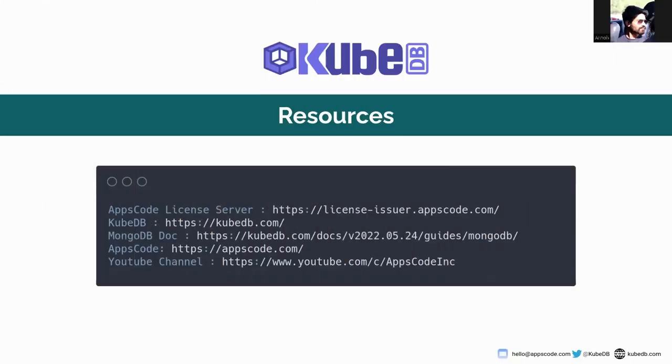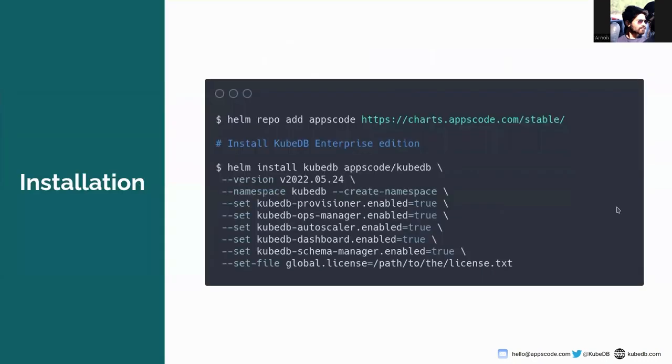Today, I'm going to show you how to use Arbiter in a MongoDB replica set using KubeDB. For this demonstration, I have already installed KubeDB in my local Kubernetes cluster. You can simply go to license.appscode.com to get the KubeDB license. I'm using the KubeDB May 24, 2022 version. You can check this link here.